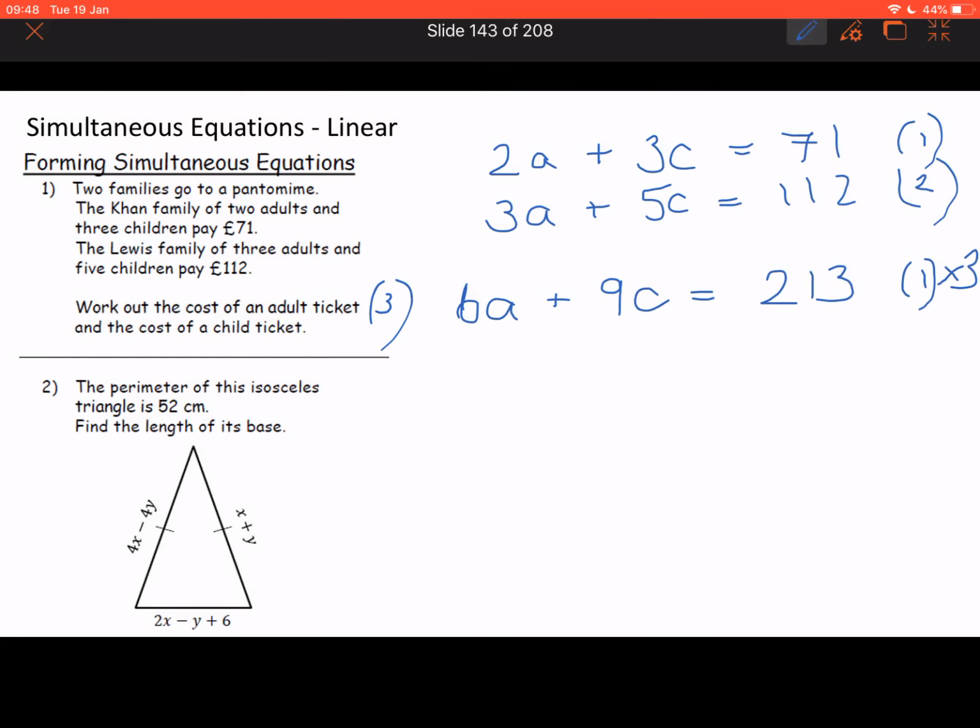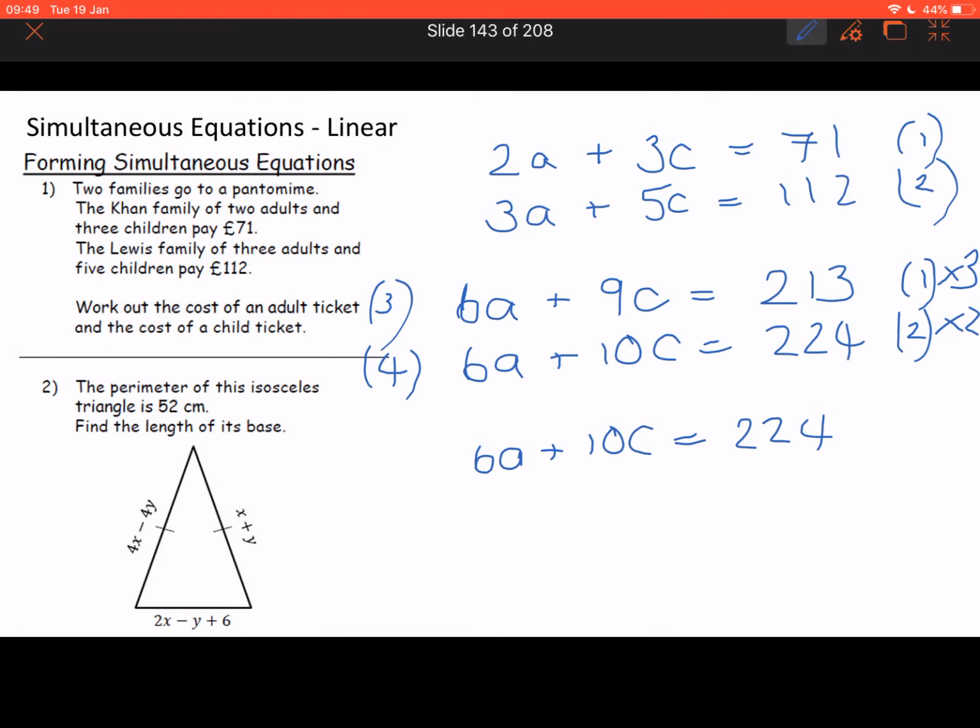And then to get a 6A again in the second one, I'm going to multiply through by 2. So that's equation 2 multiplied by 2, and I'm going to call that equation 4. Okay, so I've got my greater amount of C in the second equation, so I'm actually going to rewrite this now. I'm going to change the order just to make my workings a little easier. So that second equation, equation 4, I'm going to subtract from that equation 3. So that's equation 4 subtract equation 3.